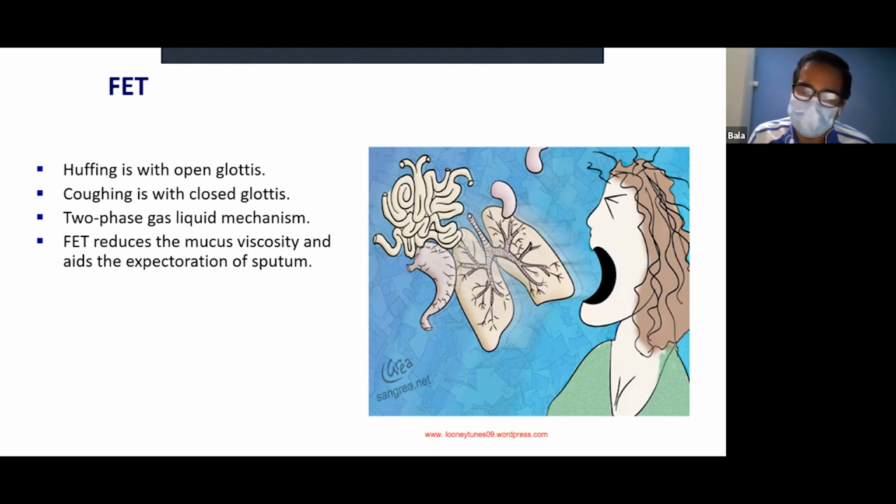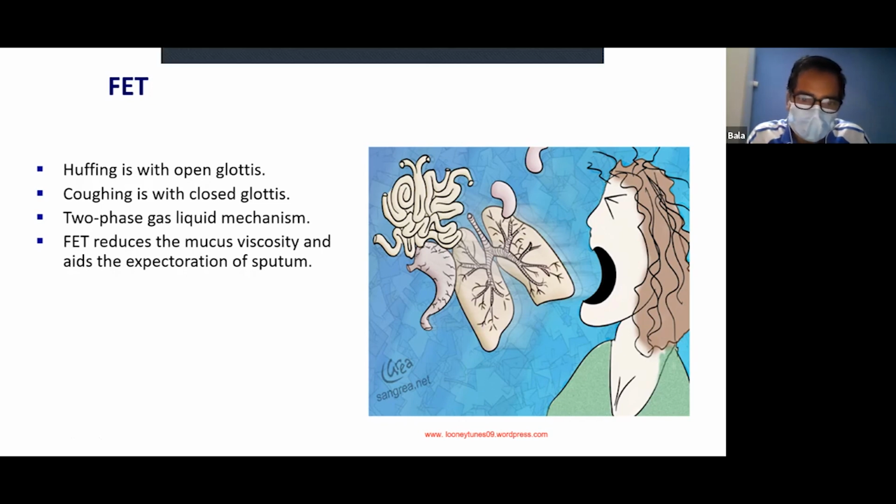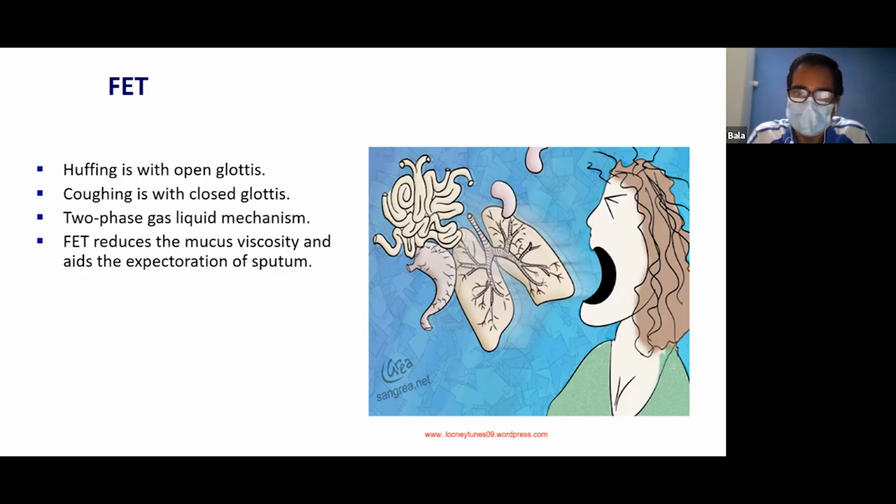So when a person has a weak cough, it is very difficult to clear secretion because we also lose this two-phase gas-liquid mechanism. The secretions are a little bit adherent, and for them to move, we not only need that power, but we also need this reduction of viscosity and reduction of surface tension, which happens naturally with huffing or coughing. Okay, just wanted to highlight that two-phase gas-liquid mechanism. So this is your FET.